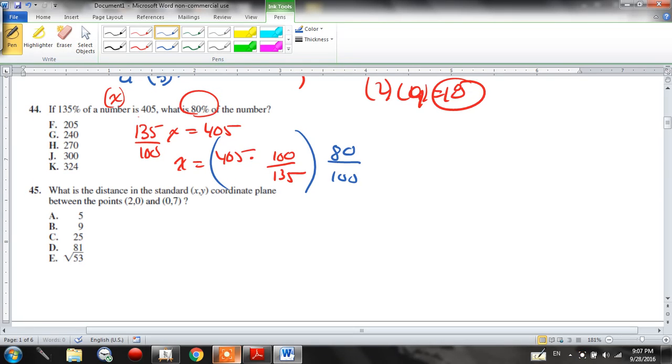So 135% of x is this. X is going to be solving for that. 80% of this is this. You solve this, and like that, and you multiply this out.